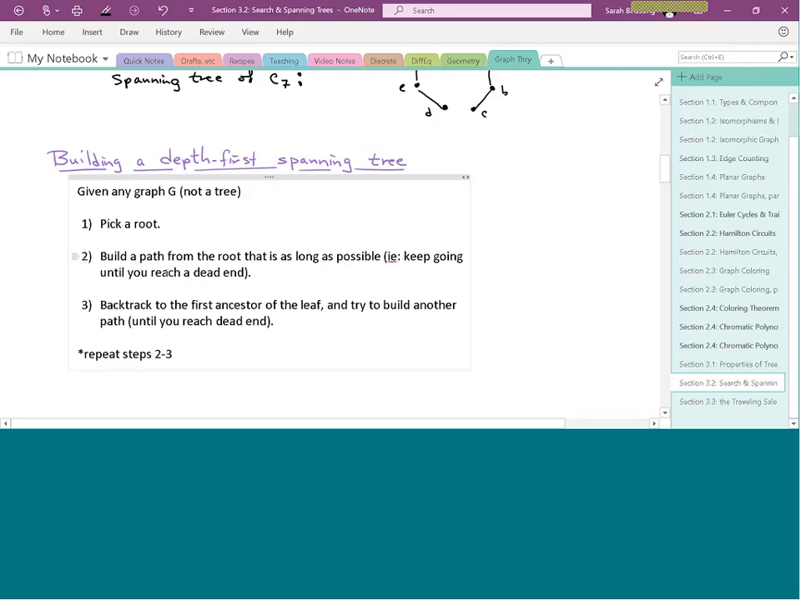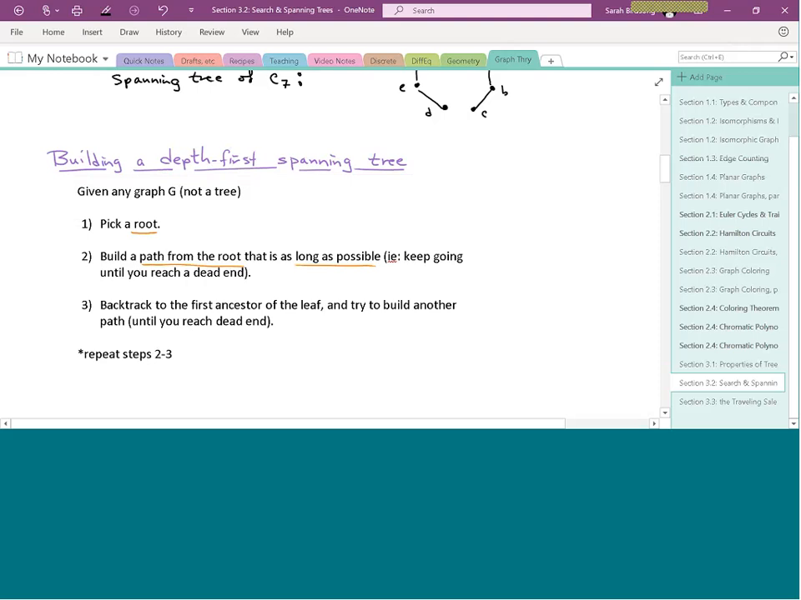Next, you're going to build a path specifically from whatever root you picked. You want this path to go as long as possible. Well, it's maximal as opposed to maximum. You keep going until you hit a dead end. In other words, you keep going till you can't make the path any longer. It does not have to be the longest path in the graph. It just has to be where you've picked a path and you can't go any further with that particular path. That dead end is going to turn into a leaf.